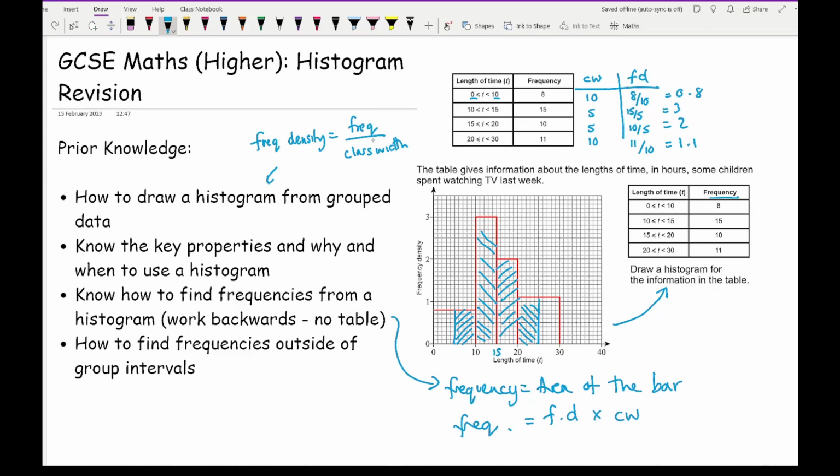And if you can do all those, then it puts you in a good position to be able to answer all the types of questions that you could get asked in your exam paper.